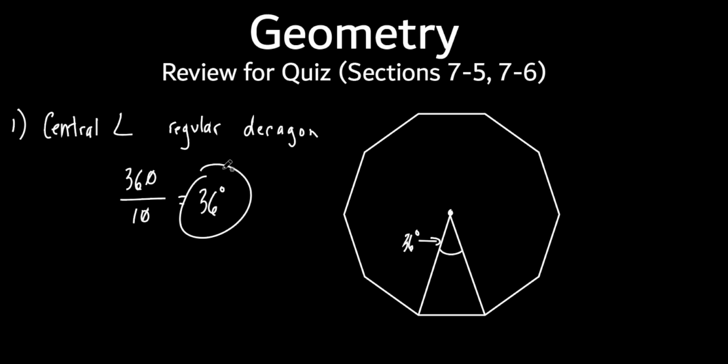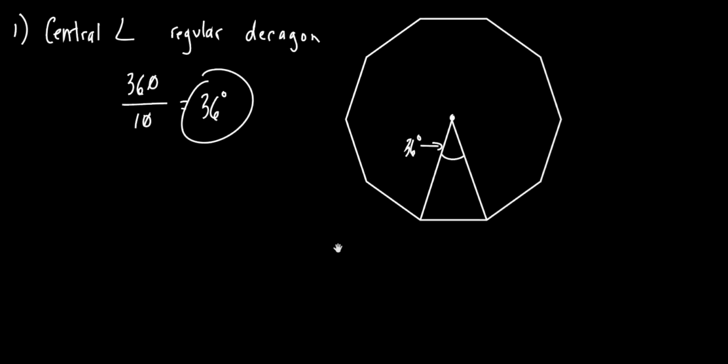I won't be giving you a decagon on the quiz, but you should be able to do it with any figure, all right? You just take 360, divide it by how many sides there are, and you got your central angle. This one, you didn't really need a calculator. You may on the quiz for that one, but it shouldn't be that big of a deal, okay? All right.